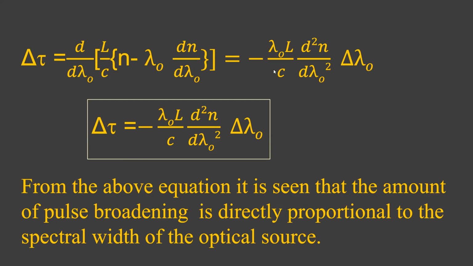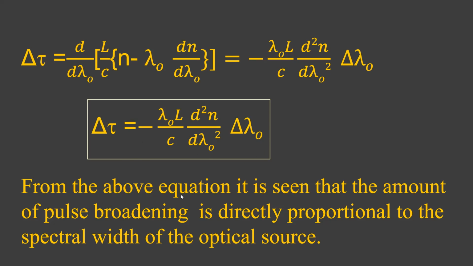So the second term you are writing as lambda naught into L upon C, and this negative sign is also there. And this dn by d lambda naught becomes d square n by d lambda naught square into delta lambda naught. Here also delta lambda naught is there. So therefore, delta tau is equal to this much, that is minus lambda naught L upon C into d square n by d lambda naught square into delta lambda naught.